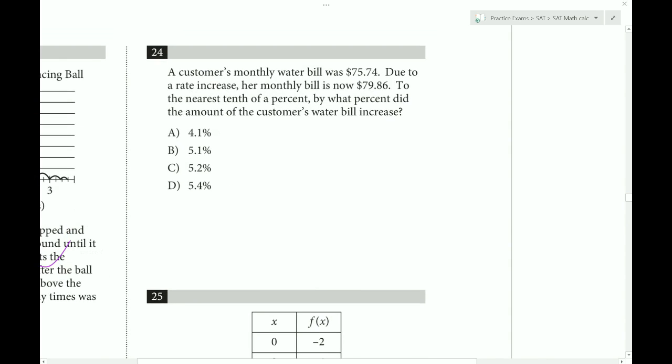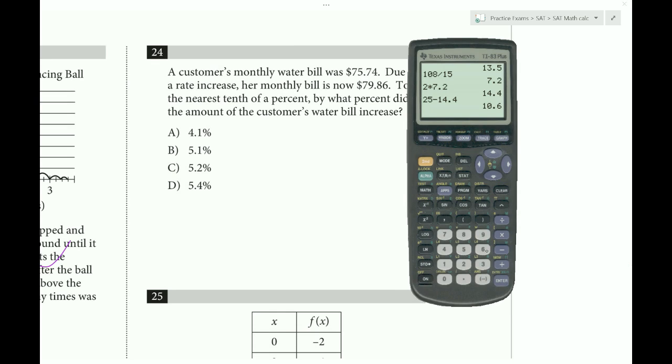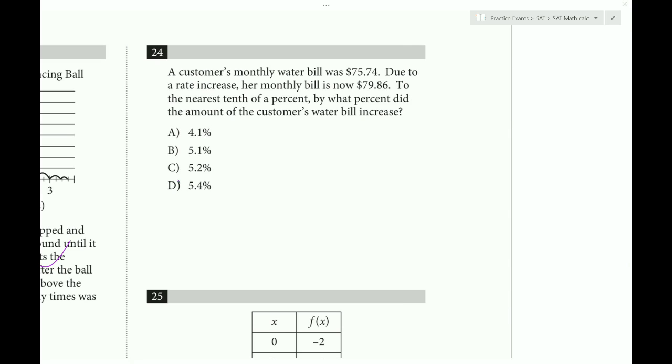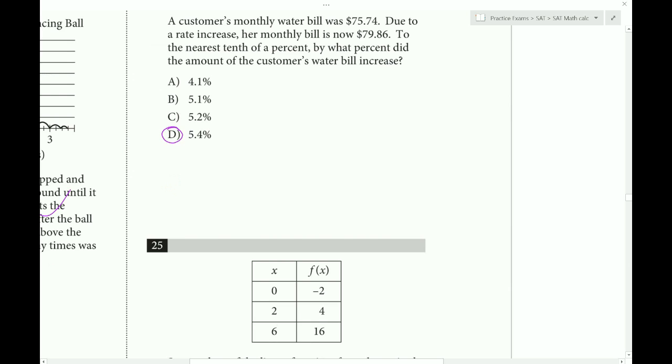A customer's monthly water bill was this. Due to a rate increase, the bill is this. What was the percent increase? All right, so change over original times 100 is one way to do it. So 75.74, take the difference, 79.86. Divide that by the original, which was 75.74, and then times that by 100. And we get 5.4%. Doesn't matter that it's negative, it just means I flipped it the wrong way around with the subtraction.